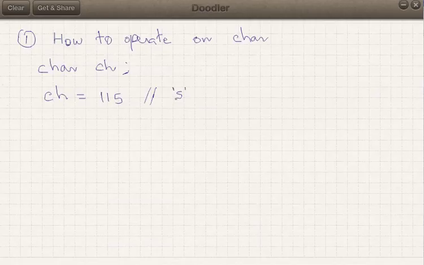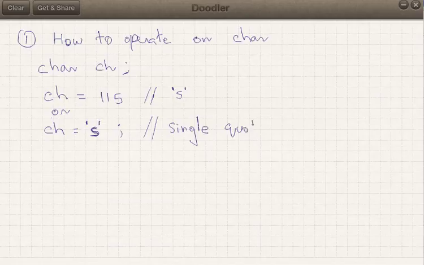And in C language, when you hard code characters, you need to put single quotes. Let me show it again. We can write ch equal to lowercase s in single quotes. So that's one way of assigning a character to a variable.